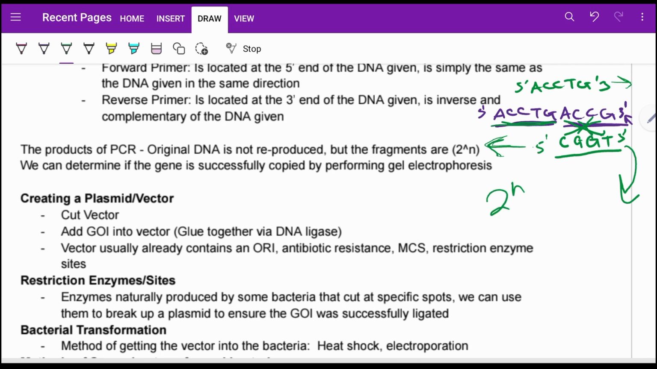And we can determine if the gene is successfully copied if we run the results of our PCR through a gel. There should be really heavy banding at the exact number of base pairs that our region of interest was. So if our region of interest was 500, then we would see a really big band at 500 base pairs.